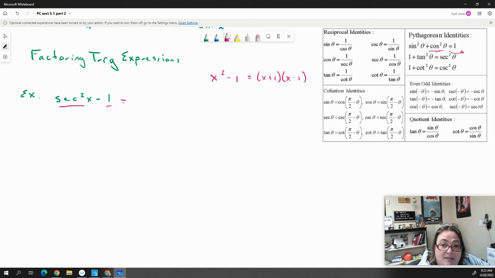So what I know about this is that if I have a perfect square minus a perfect square, I can write this now as secant of x minus 1 times secant of x plus 1.